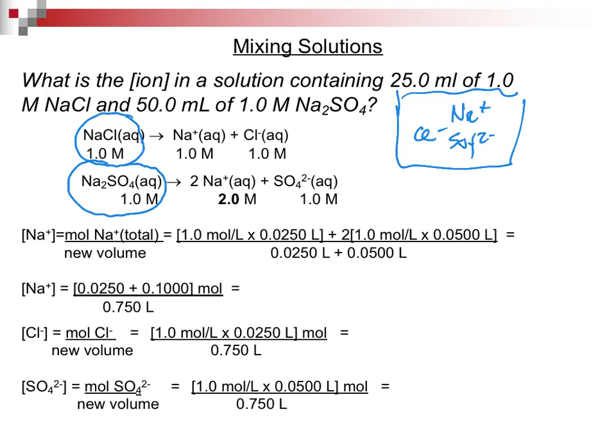We want to know what is the concentration of each of these ions. So here is my sodium calculation, my chloride calculation, my sulfate calculation. Notice for sodium, I have two different sources. I have some coming from sulfate, I have some coming from sodium chloride, and I'm going to have double the amount from the sodium sulfate. So when I wrote this out, I said moles of Na+ for the new volume. This refers to what I got from NaCl. This refers to what I got from sodium sulfate. And this is my new volume.